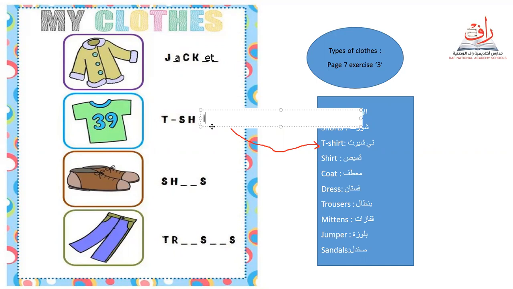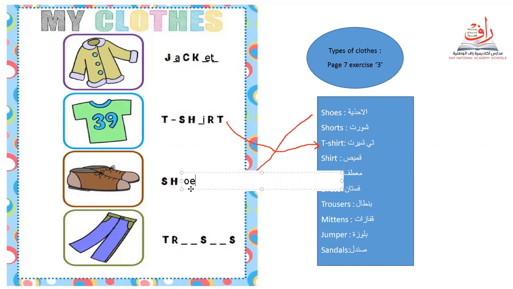Okay, the third one, Hamza, hi Hamza, how are you? Can you please read the third one? Shoes, excellent. What is the missing letter, Hamza? O with E, excellent. Let's write O with E. Excellent. Thank you, Hamza. Good job.